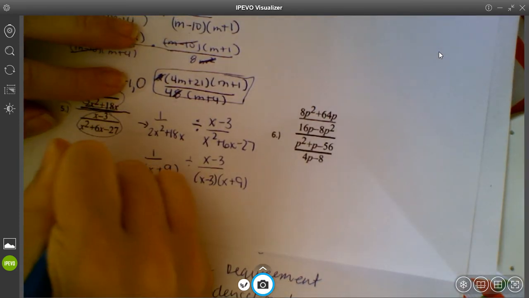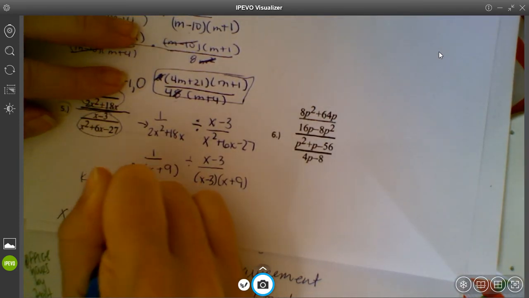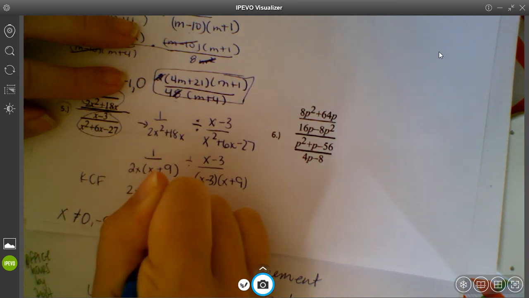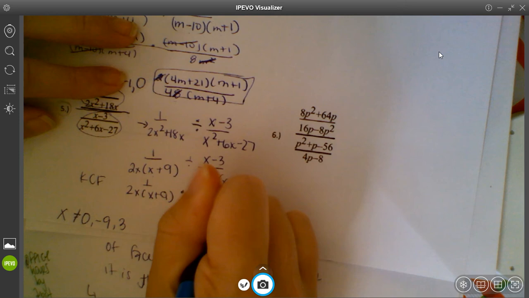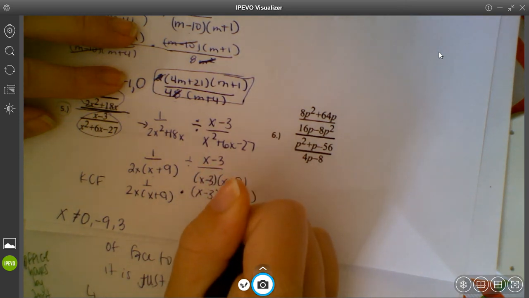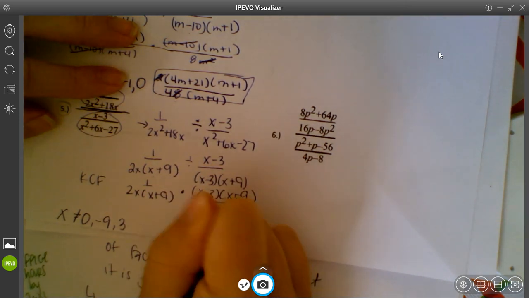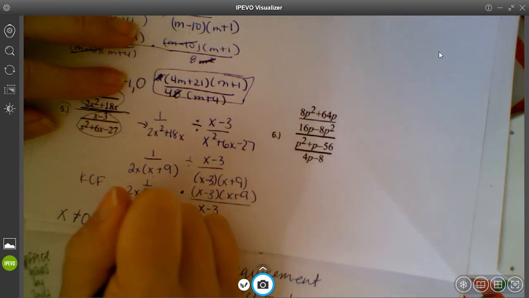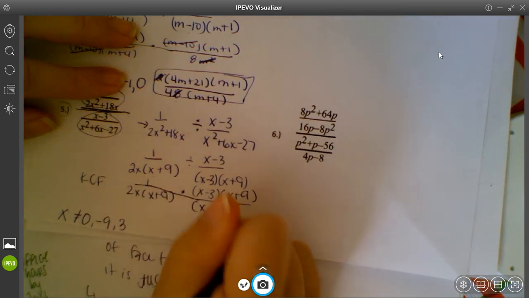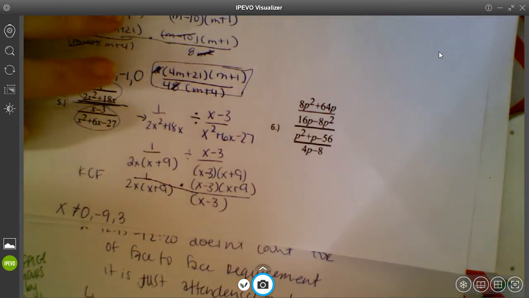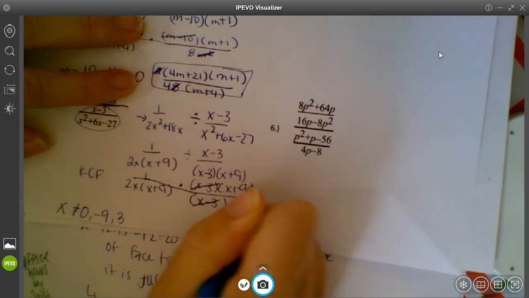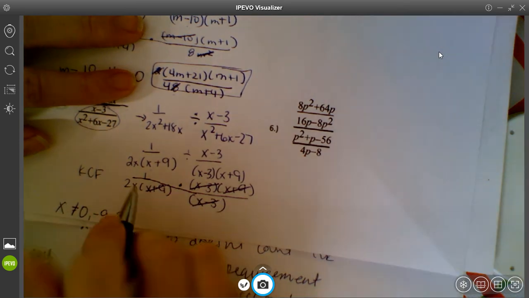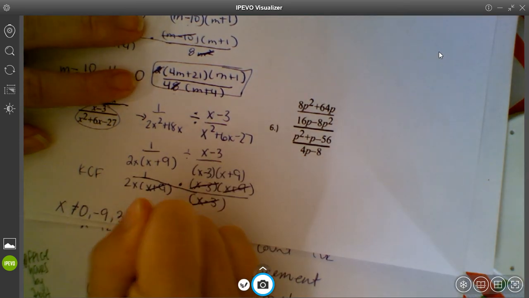So now we're going to keep, change, flip. So keep, change the sign of multiplication, and flip. Because it's multiplication, remember, I can just extend that sign, and it's all of this multiplied by all of this. And I'm going to eliminate. So bam, bam, bam, bam. I seem to be left with a 1 over 2x.